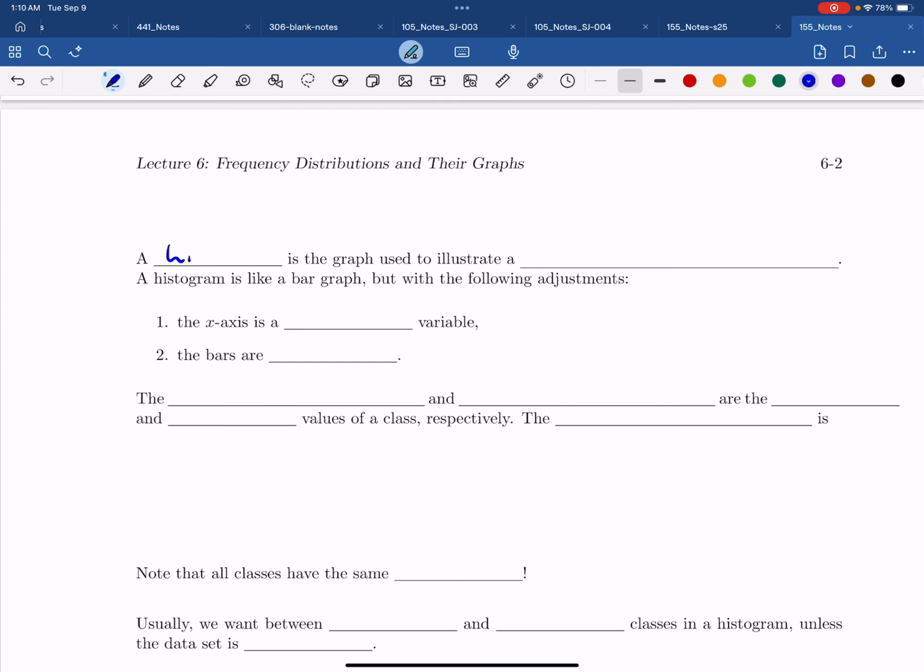A histogram is a graph used to illustrate a, well, possibly relative, frequency distribution. Right? It's like a bar graph, but the x-axis, again, is quantitative, and the bars are touching.